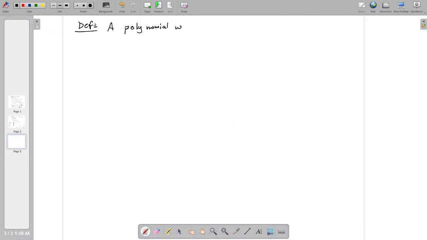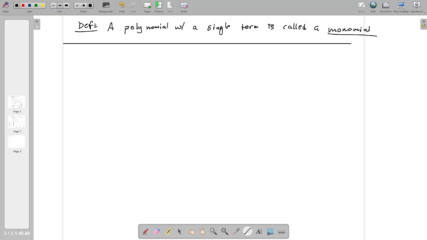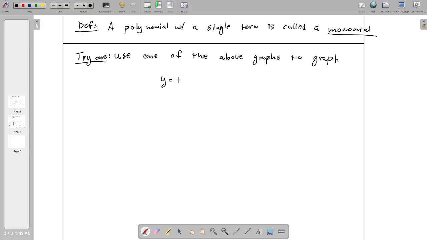A polynomial with a single term is called a monomial, mono meaning one. So the graphs that I showed on the previous slide are all graphs of the monomials y equals x squared, y equals x cubed, y equals x to the fourth, and y equals x to the fifth. Now I want you to try one. You're going to have to use some knowledge from previous sections. Use one of the above graphs to graph y equals x minus 1 to the third power.